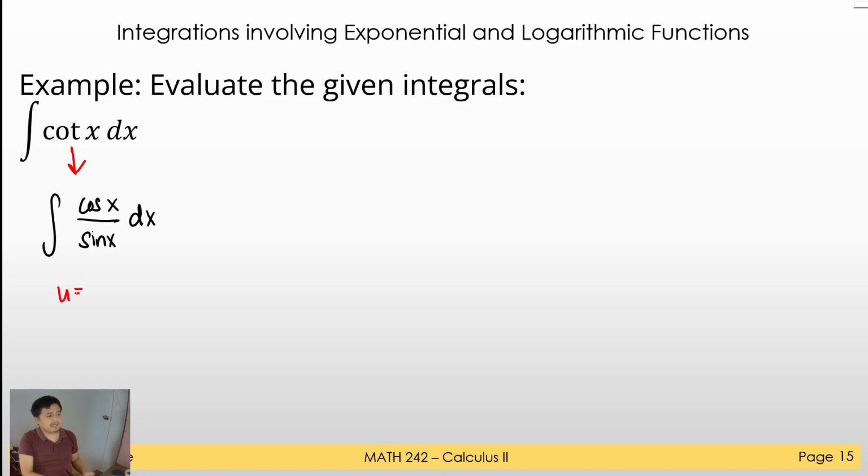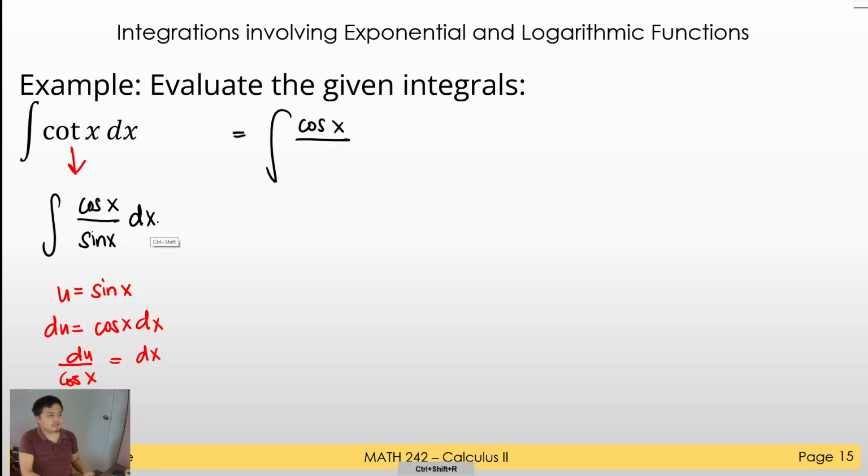We can let u as sine x, so that the derivative of sine x is cosine x dx. Therefore, dx is equal to du over cosine x. So this will be equal to cosine x over u, and then we have du over cosine x. So cancel this cosine x. So this will be equal to du over u.